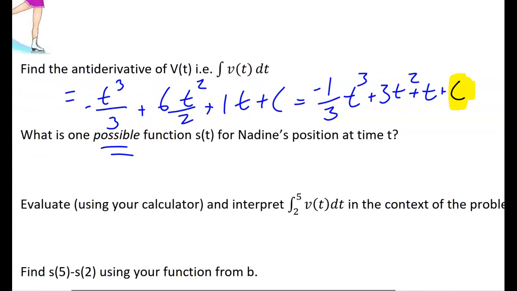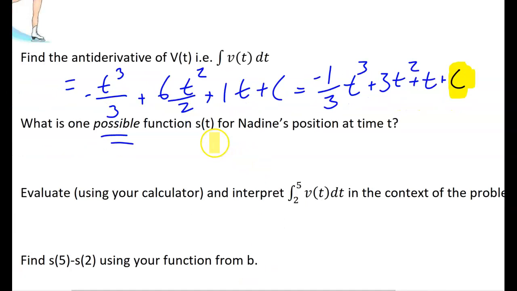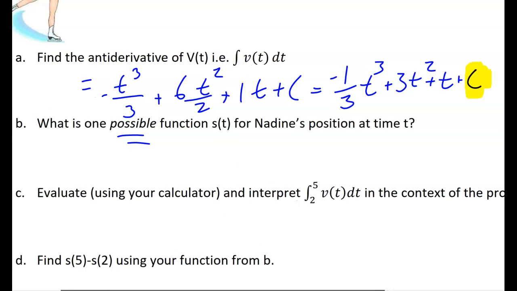So here, I'm just going to make up a number. So all I'm asked is like a guess. What is one possible function for Nadine's position? So by the end of the lesson, we'll be able to answer this for real. But for now, we're just going to make one up. So negative 1/3 t to the third.